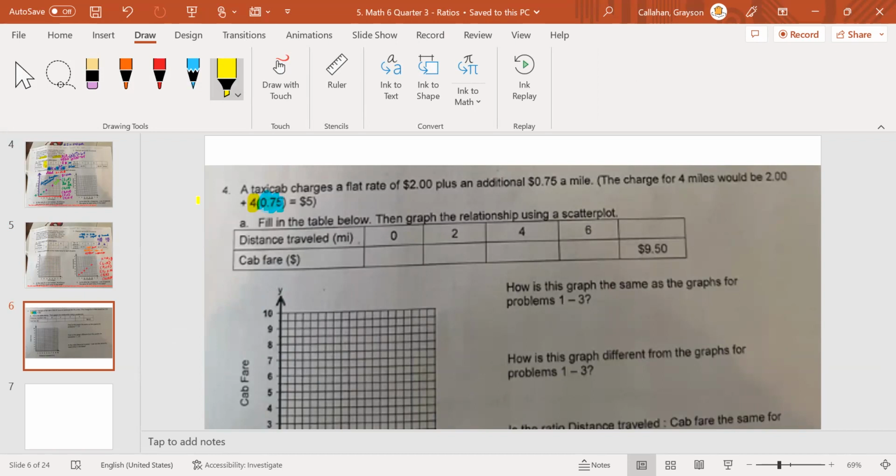And that makes sense because if I just want you to drive me 0.5 miles, then that taxi cab driver is not gonna make a lot of money. You know what I mean? So fill in the table below, then graph the relationship using a scatter plot. Okay, so if it's 0 distance, like you're not gonna travel at all, how much is it gonna be? $0, right?